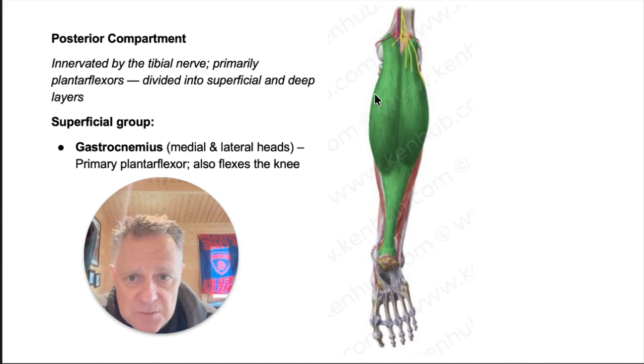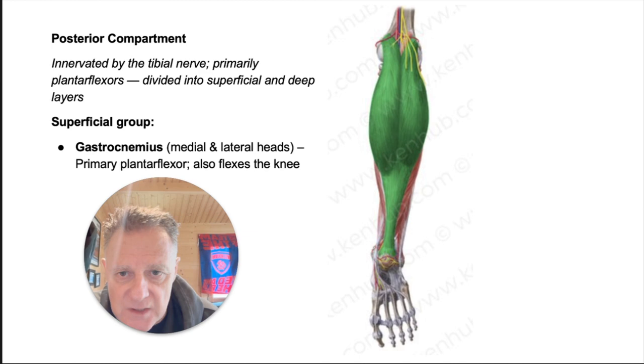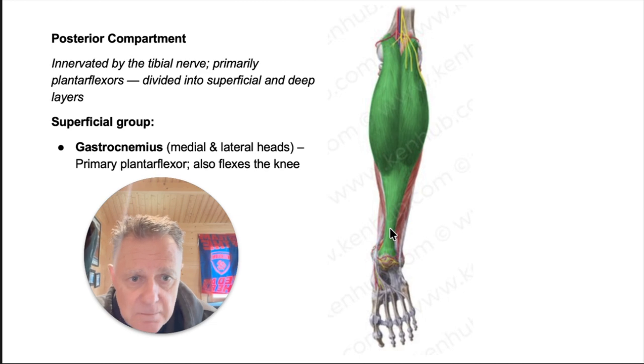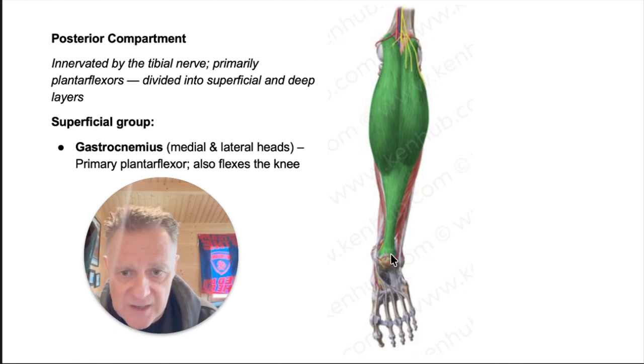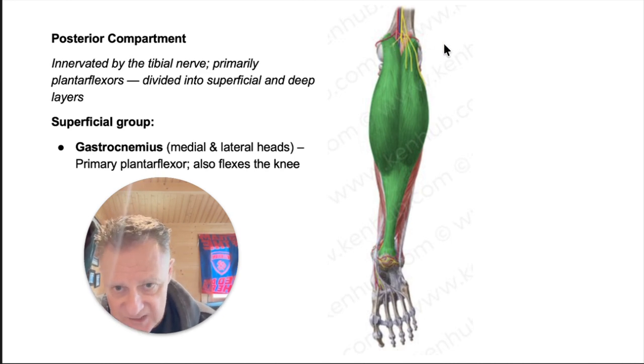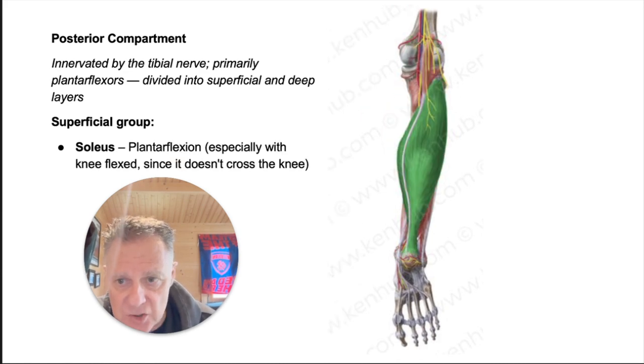Okay, so gastrocs, medial and lateral condyles of the femur, so medial condyle of the femur, lateral condyle of the femur, and then via the Achilles tendon, also known as the calcaneal tendon, which inserts into the calcaneus, and obviously that means it is going to plantar flex the foot. Now, because it crosses the knee, it's also a weak flexor of the knee, right? Strong plantar flexor of the ankle and the foot, weak flexor of the knee joint because it crosses both joints.